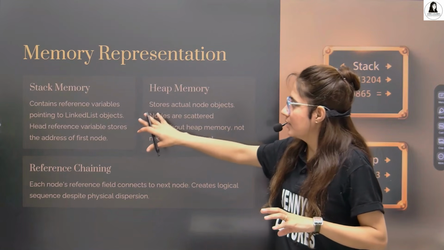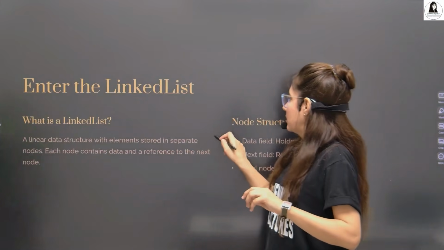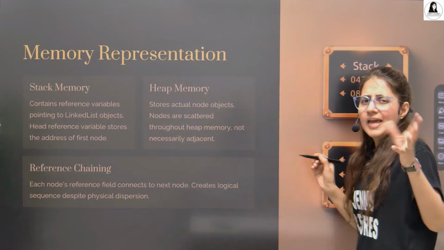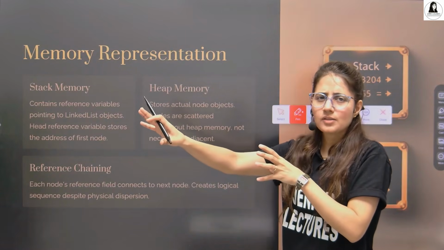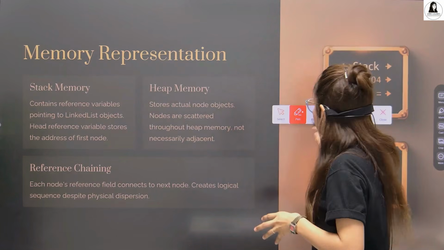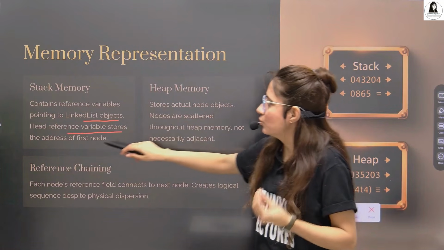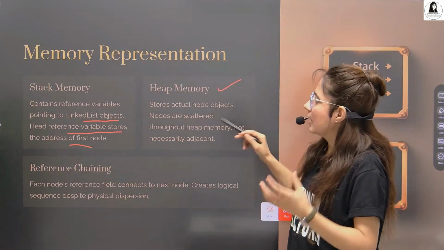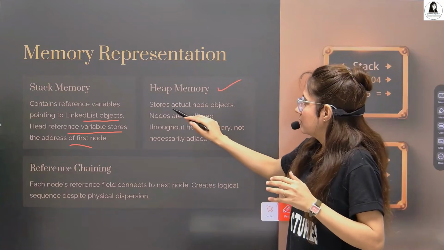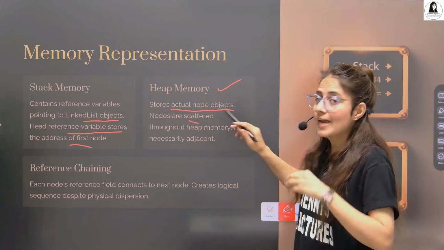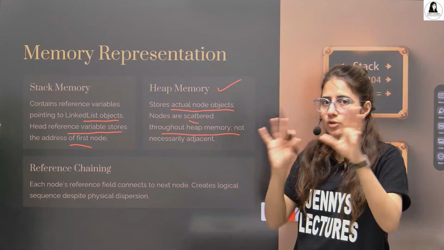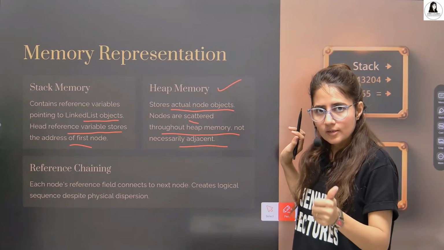So I have just shown you how the memory is represented. Stack contains the reference variables, like head, which is a reference variable. In heap, the actual nodes are there, pointing to the linked list objects. Head reference variable stores the address of the first node. In heap memory, we actually have the data and the actual node objects. Nodes are scattered throughout the heap memory, not contiguous, right?